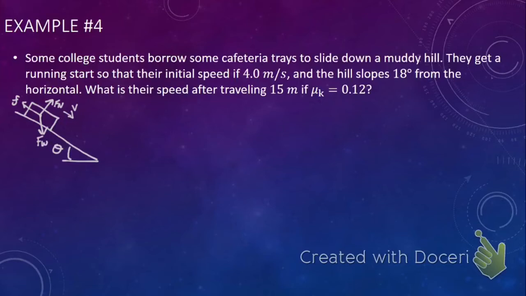For this particular problem, since our motion is down the surface of the hill, we're going to set up our axes accordingly. That means we put our y-axis perpendicular to the surface of the hill, and my x-axis parallel to the surface of the hill. That means my normal force is in one dimension, my frictional force is in one dimension, and my weight is the only one that I need to break down into x and y components.